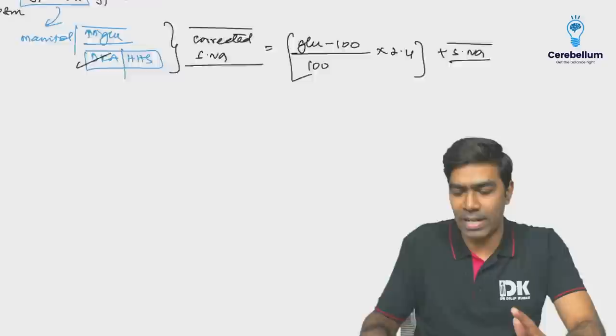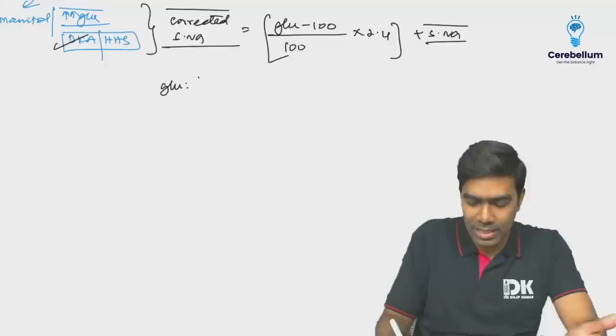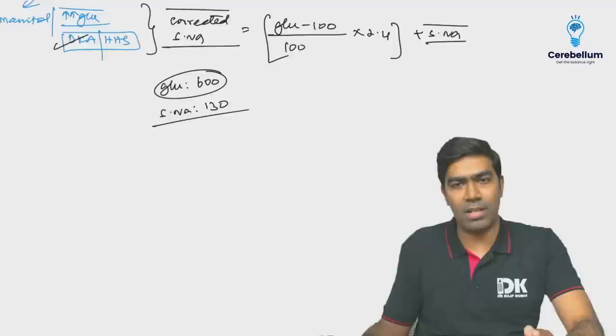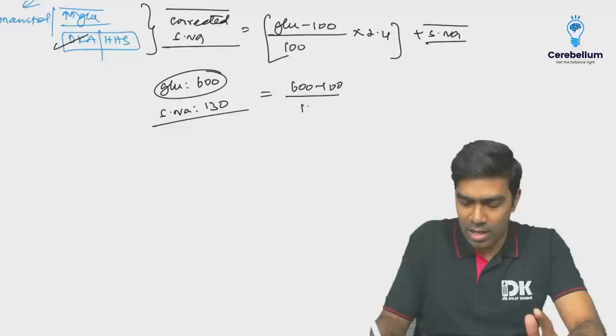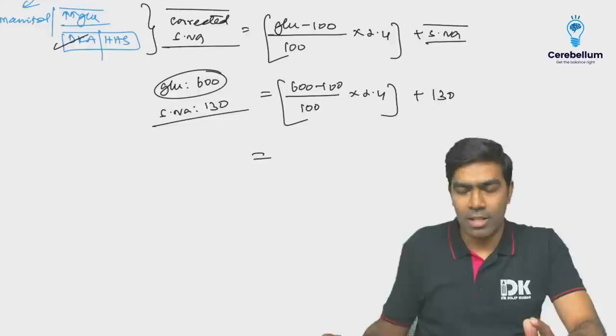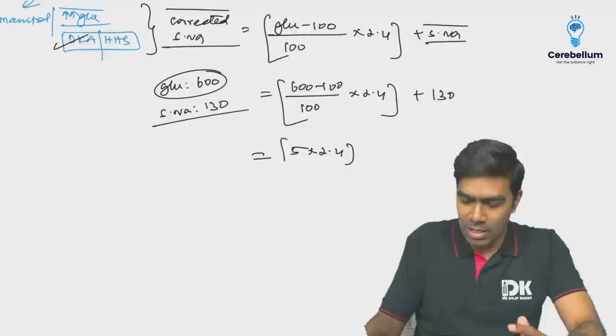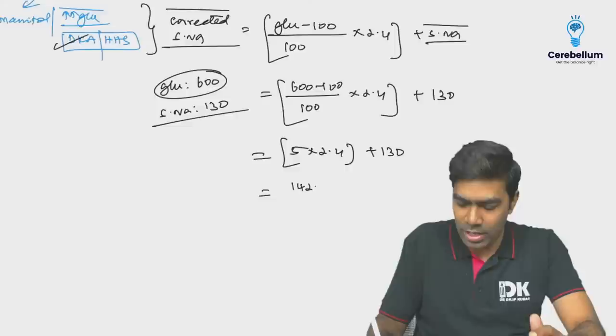For example, let us assume the blood glucose value is 600 and the serum sodium is 130 milliequivalents per liter. So what will be the corrected serum sodium? Corrected serum sodium is 600 minus 100, divided by 100, multiplied by 2.4, plus the actual sodium, that is 130. Which is equal to 500 by 100 is 5, multiplied by 2.4, that is 12, plus 130, that is 142 milliequivalents per liter. So this is the corrected serum sodium.